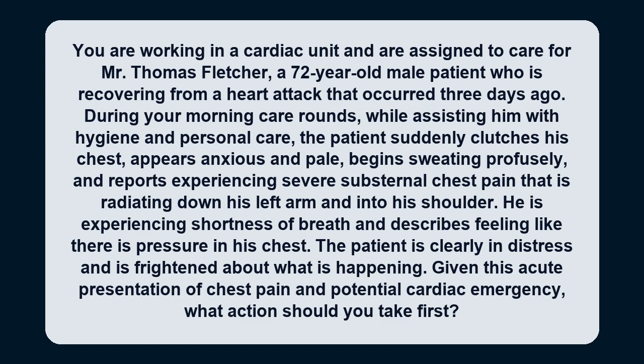Question 6. You're working in a cardiac unit and are assigned to care for Mr. Thomas Fletcher, a 72-year-old male patient who is recovering from a heart attack that occurred 3 days ago. During your morning care rounds, while assisting him with hygiene and personal care, the patient suddenly clutches his chest, appears anxious and pale, begins sweating profusely, and reports experiencing severe substernal chest pain that is radiating down his left arm and into his shoulder. He is experiencing shortness of breath and describes feeling like there is pressure in his chest. The patient is clearly in distress and is frightened about what is happening.